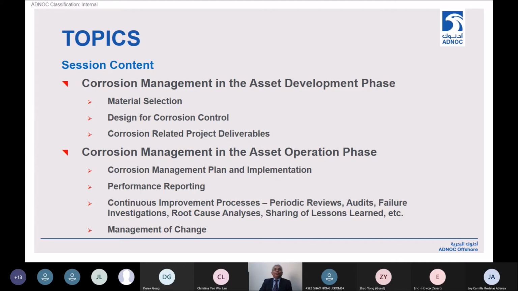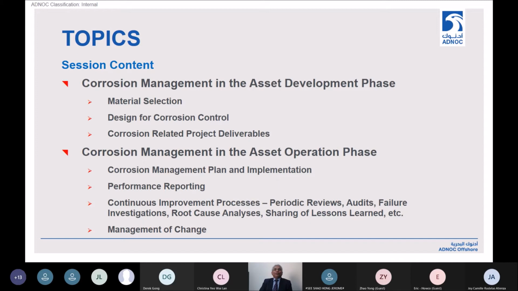This session will also talk about corrosion management in the asset development phase. We talk about material selection, design for corrosion control, corrosion-related project deliverables. We'll talk about corrosion management in an operating phase of an asset. We're talking about how we plan, execute and implement corrosion management in an oil and gas facility.